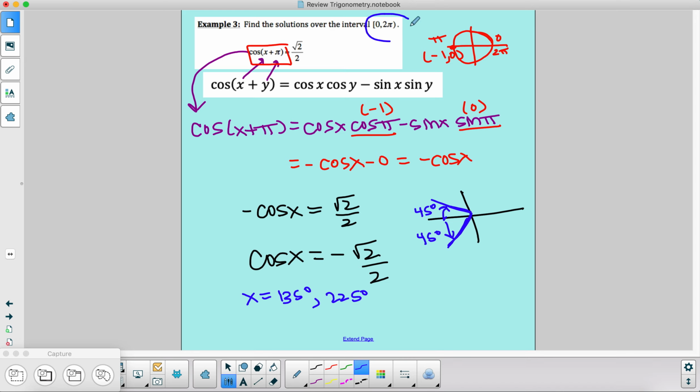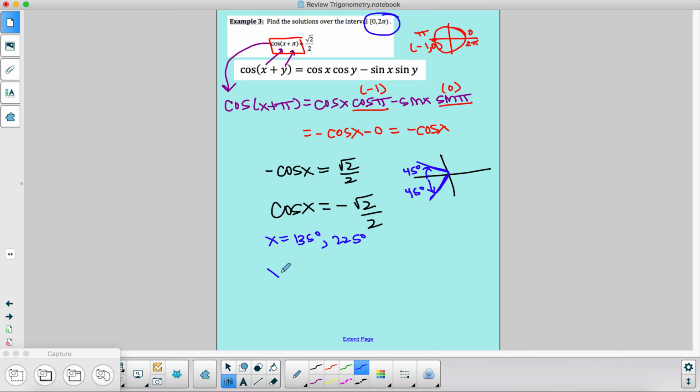I need them to be in radians, so I would just convert them by dividing by 180. So x equals, if you do that on your calculator, you should get 3 pi over 4 and 5 pi over 4. And those are my two solutions.